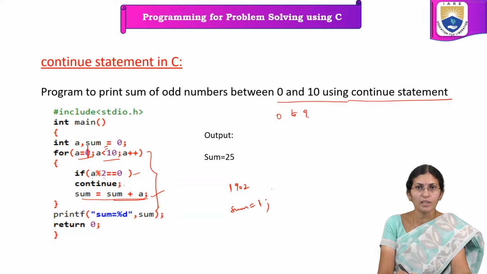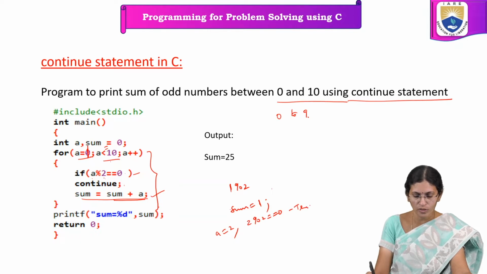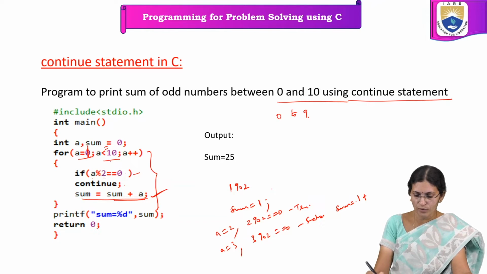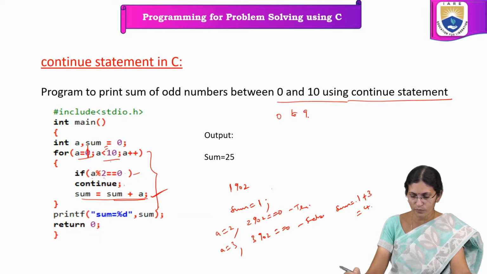Now in the next iteration a is incremented by 1, so a is equal to 2. When a is equal to 2, 2 mod 2 is equal to 0. This condition is true, so this sum statement will not be evaluated. Next, when a is equal to 3, 3 mod 2 is equal to 0 is false, so sum will be evaluated now. Sum already has a value of 1, so 1 plus 3 is equal to 4. Now when a is equal to 4, 4 mod 2 is equal to 0 is true, so sum will not be evaluated.